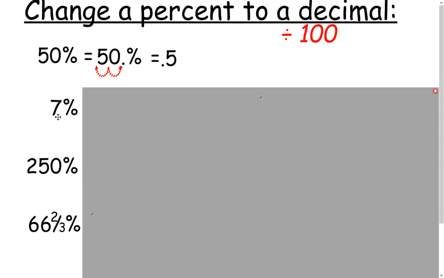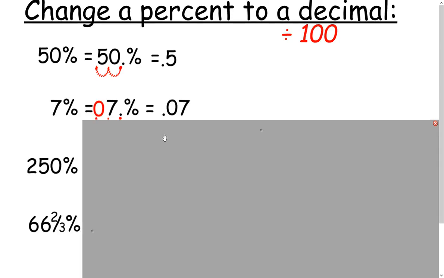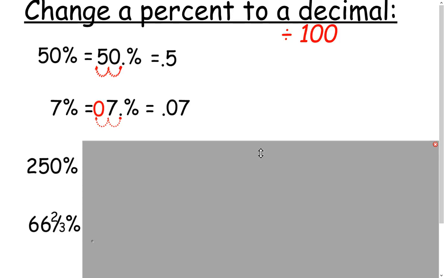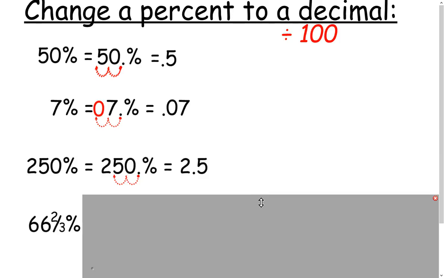So look at 7. There's no decimal place. It's at the end, the furthest right. Move it over 2 places, and when you do, you'll see that there was a space here. We need to placehold with a 0, and I get 0.07. For 250, move the decimal place over 2, and I get 2.5.